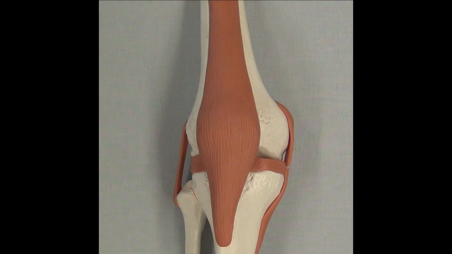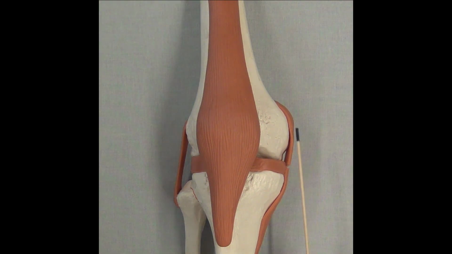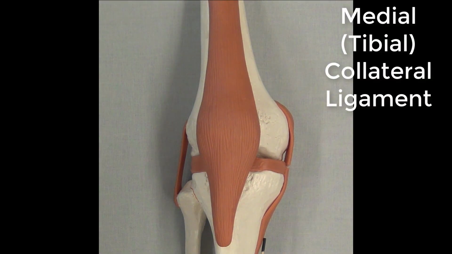On either side of the knee, you will have the collateral ligaments. On this side, where you find the fibula, you will find the fibular collateral, otherwise known as the lateral collateral ligament. And on this side, you will find the tibial collateral, otherwise known as the medial collateral ligament.